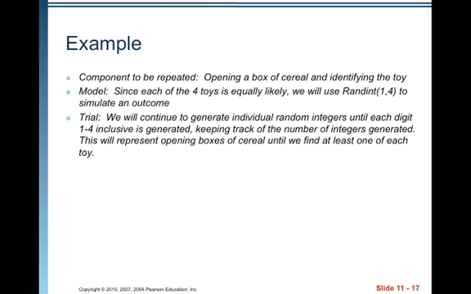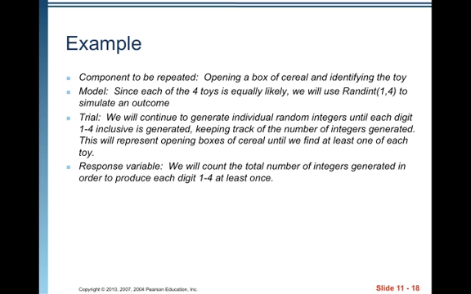So a trial: we will continue to generate individual random integers until each digit 1 through 4 inclusive is generated, keeping track of the number of integers generated. This will represent opening boxes of cereal until we find at least one of each toy. Response variable: we will count the total number of integers generated in order to produce each digit 1 through 4 at least once. So that is our simulation of counting the number of cereal boxes that have to be opened until we have one of each toy. For example, 1, 3, 1, 2, 2, 1, 3, 4 would have a result of 8. Okay, because that represents 8 different boxes, and it was on that 8th box that we found that final toy, toy 4, that we needed to complete our collection.